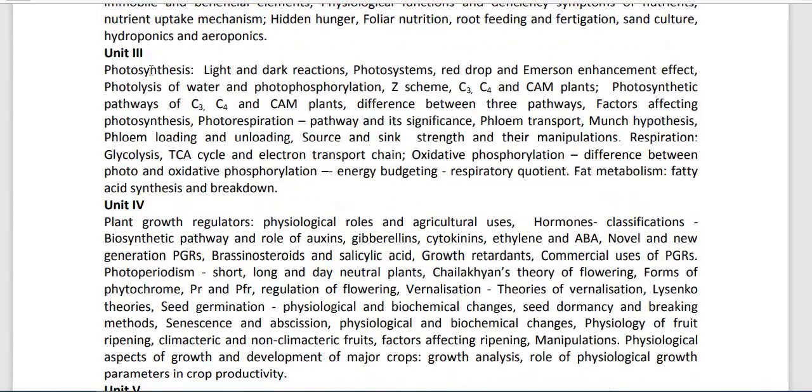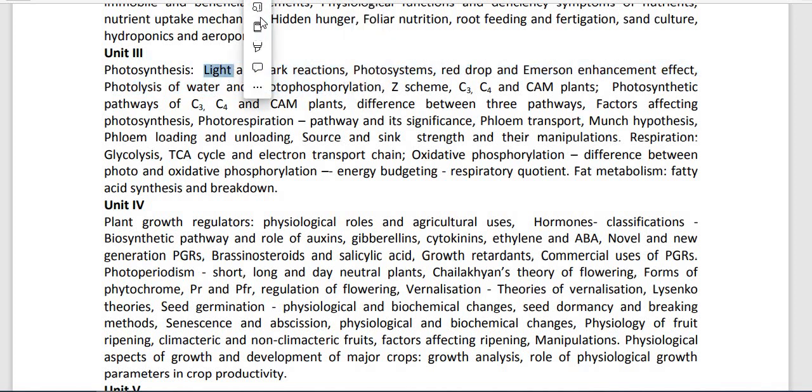In unit 3, they will discuss photosynthesis and respiration. Mainly they will discuss photosynthesis and respiration. In photosynthesis, there will be 2 types: one is light and the other is dark. You have to know what are light reactions and what are dark reactions.